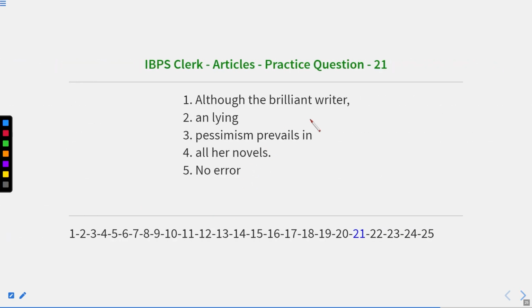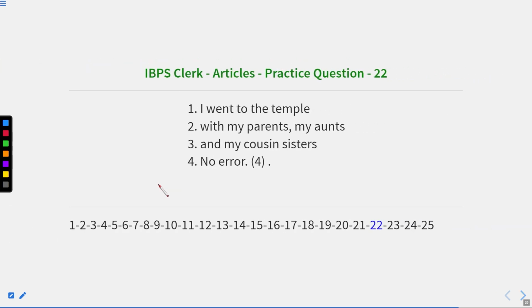Although the brilliant writer Anne Lang pessimism prevails in all her novels. Before Lang we cannot use N. It should be although the brilliant writer, a lying pessimism. It means a pessimism who is lying, prevails in all her novels. So here a lying is correct. This N should be replaced with a lying. So our answer is 2. Now let us move to the next question, that is question number 22.